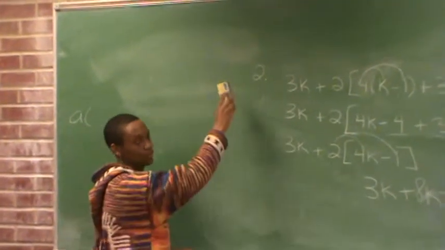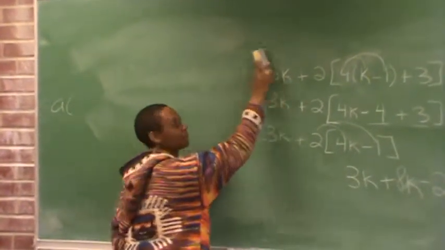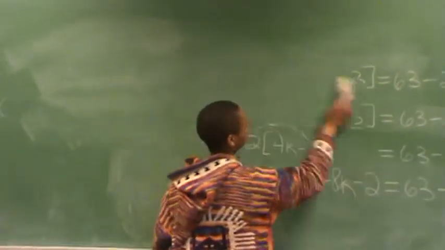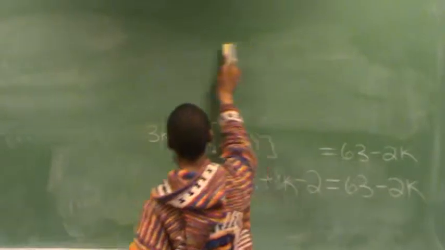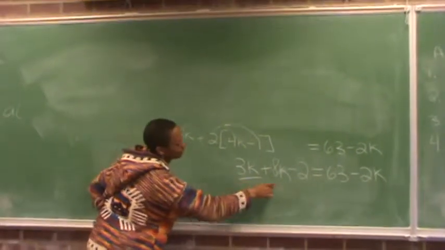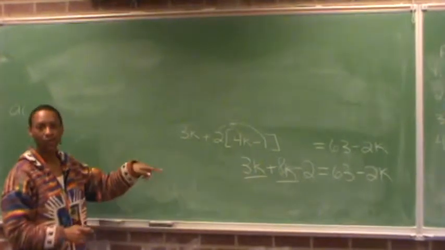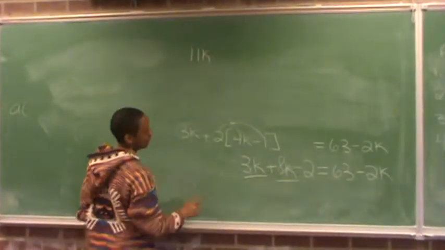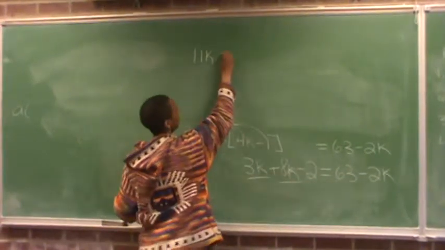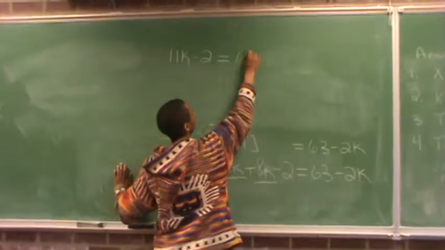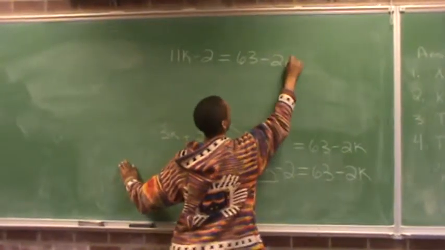So I'm going to continue it up here. I'm going to erase all this. It's a long problem. So here, notice I have like terms, 3k and 8k. So I add those. 3k plus 8k is 11k. Then I have my minus 2 equals 63 minus 2k.